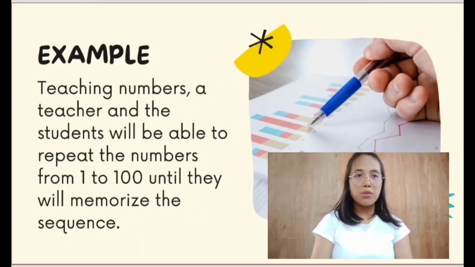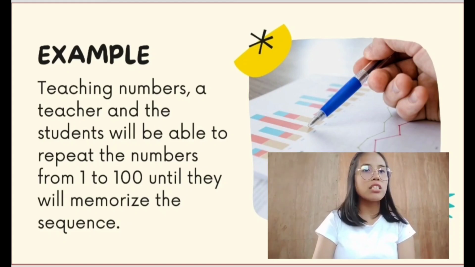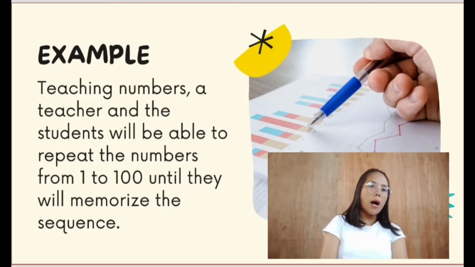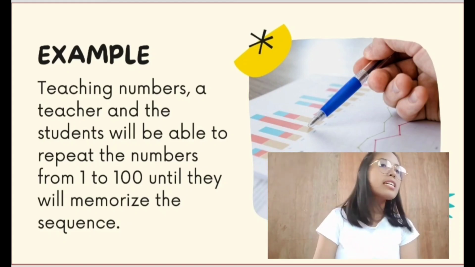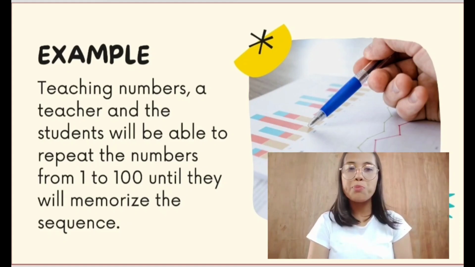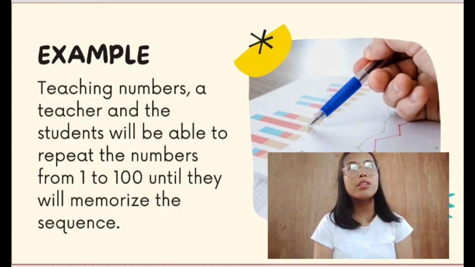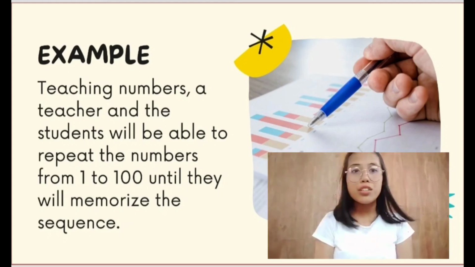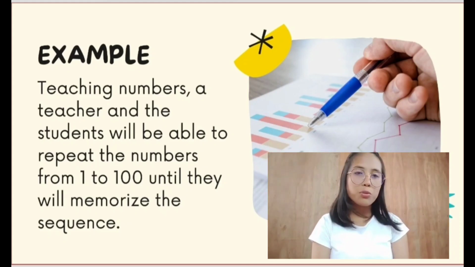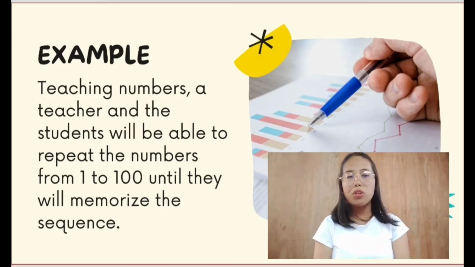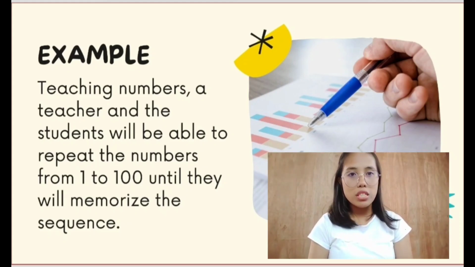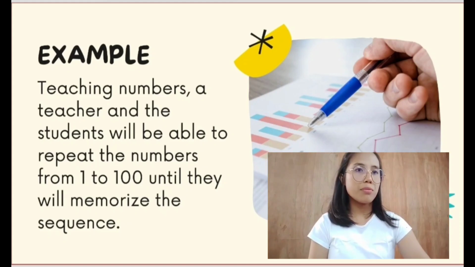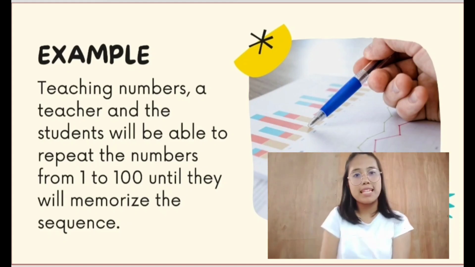An example of teaching math would be teaching numbers. A teacher and the students count the numbers from 1 to 100 until they memorize the sequence. So like in our lower grades, we let children count 1 to 100 over and over again until they learn the sequence from 1 to 100. Next would be time testing.